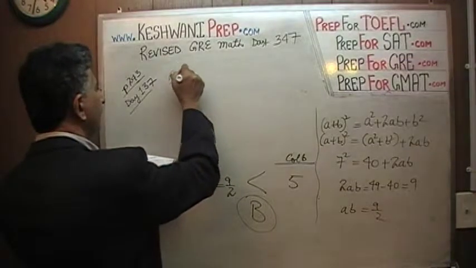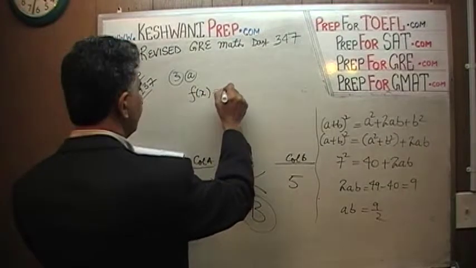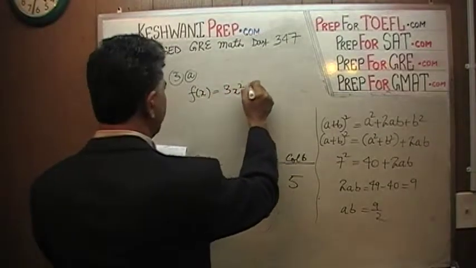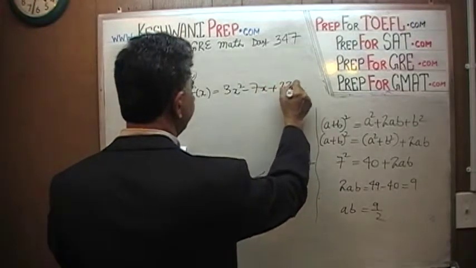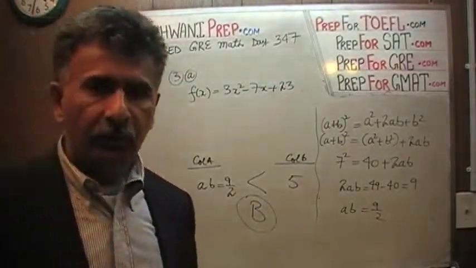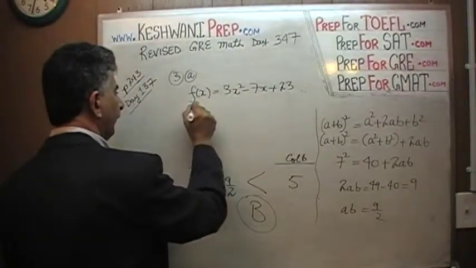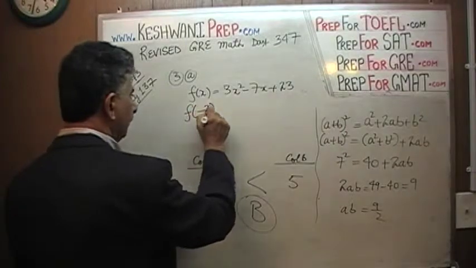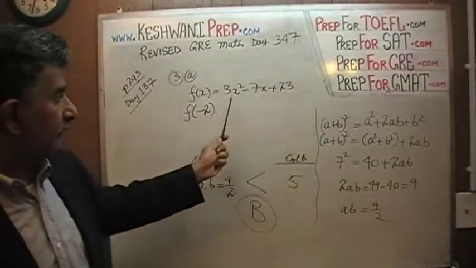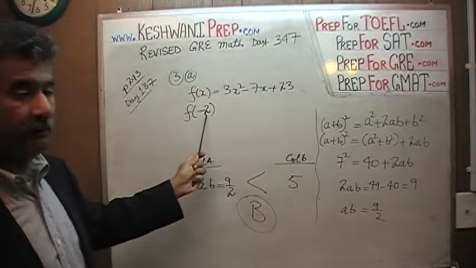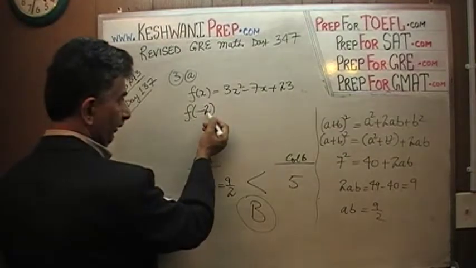Problem number 3a. We are told that f of x equals 3x squared minus 7x plus 23. And the question simply is, what is the value of the function when x equals negative 2? All we have to do is go to our original function, and wherever we see x, replace it with negative 2. That's all.